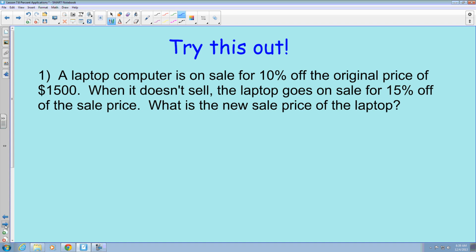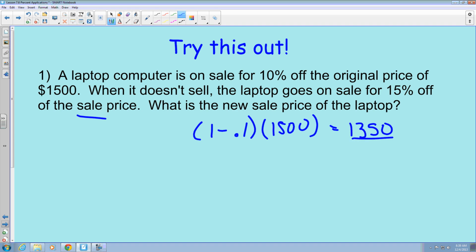So since it's sales price, it's going to be 1 minus the decimal of 10%, which is 0.1, and then it gets multiplied by 1500. So 1 minus 0.1 gives me 0.9. Multiply that by 1500. This gives me 1350. So the first sale price is $1,350. But when it doesn't sell, it's going to go off 15% of this price, the sale price.